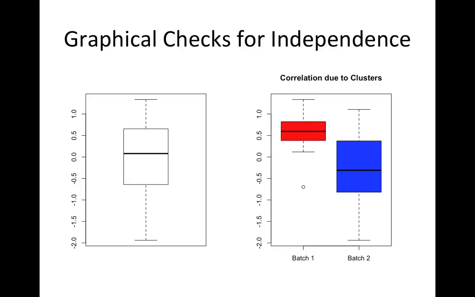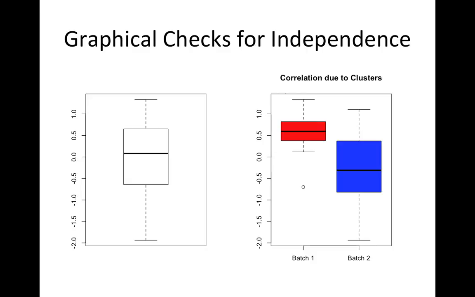So I said that you can check for independence graphically sometimes. Suppose that you know that your data came in two batches, batch 1 and batch 2, and you're wondering if you have some kind of clustering effect. You could make box plots of the data in batch 1 and batch 2, and here we have a picture where it's clear that although this is the overall data set, units within batches are pretty correlated with each other. If you're in batch 1, I know you're most likely going to have a higher value.